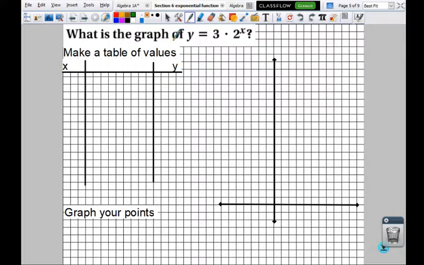So we're going to find the graph of y equals 3 times 2 to the x power. So I'm going to pick some x's, and we almost always pick the same x's. Negative 1, 0, 1, 2, 3. So we're going to pick x's, negative 1, 0, 1, 2, and 3.